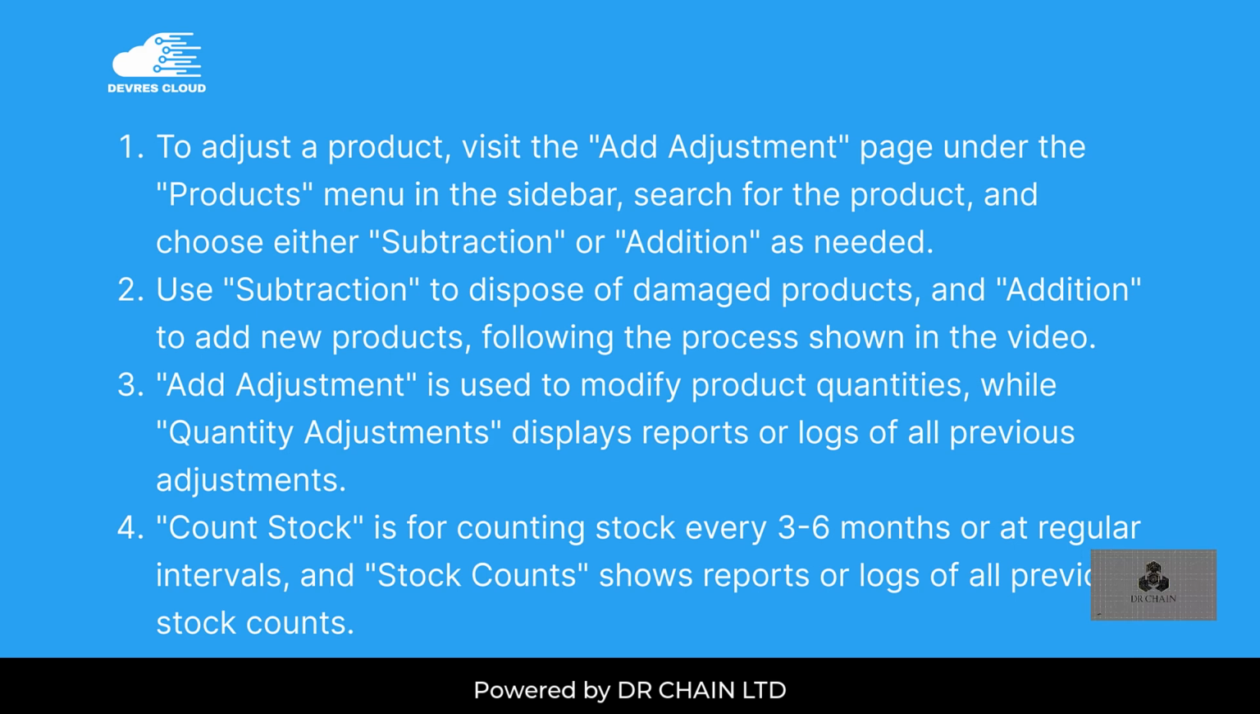Remember, Add Adjustment is for adjusting product quantities. Quantity Adjustment refers to reports or logs of all previous adjustments. Count Stock is for counting the store's stock every 3 to 6 months or at regular intervals, and Stock Counts is the report or log of all previous stock counts.